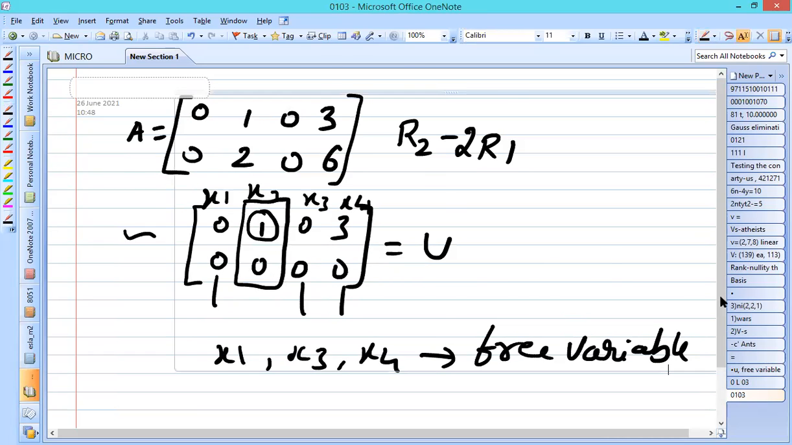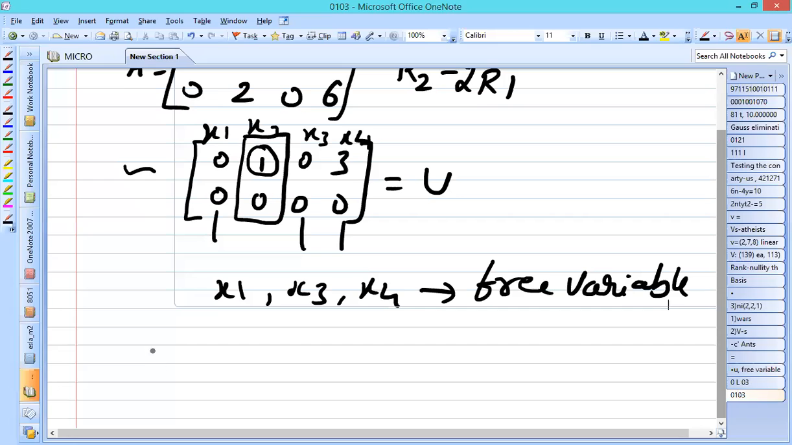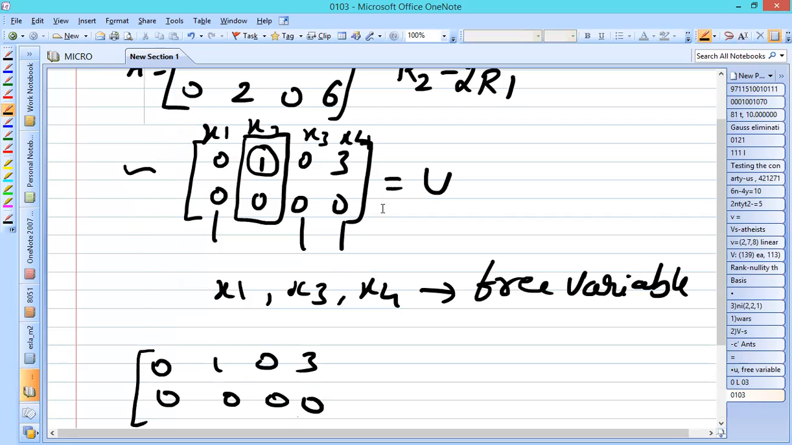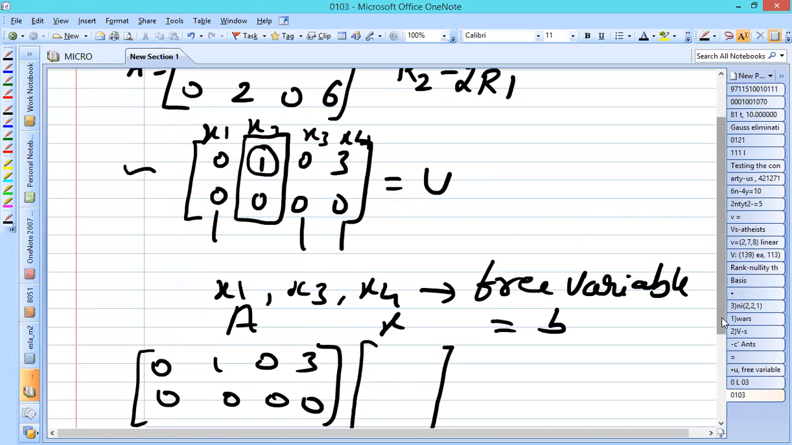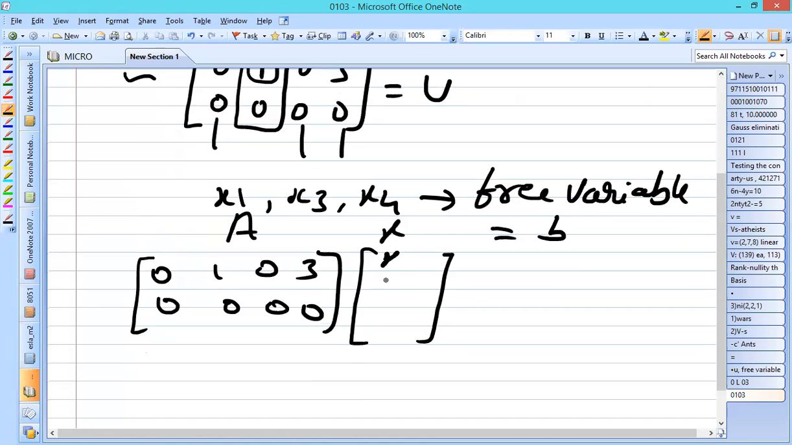Here if you write the reduced matrix 0, 1, 0, 3, 0, 0, 0, 0, which is multiplied with x, this is nothing but A, and this is x, which is equal to b. Since there are four columns, we'll be having four variables designated as x1, x2, x3, x4. So this is equal to b. As of now, we'll be assuming this is the null space. Null space in the sense the b value will be taken to 0.